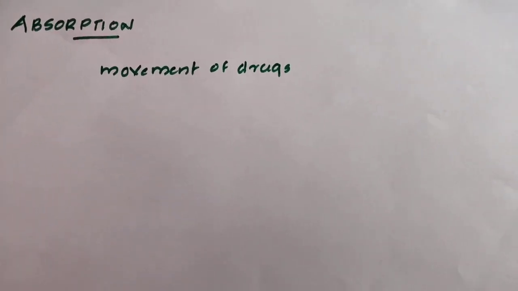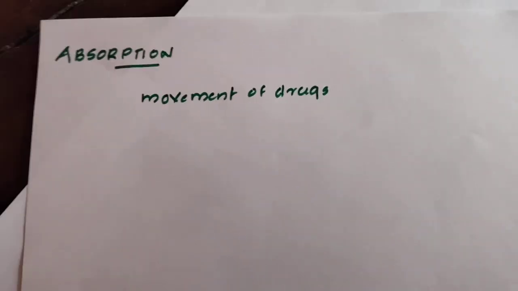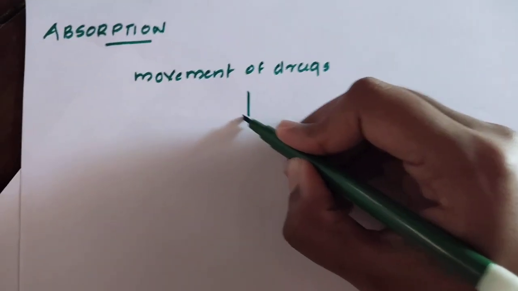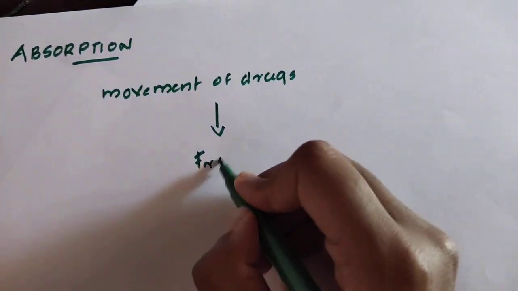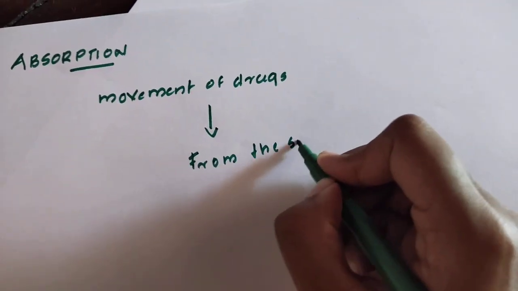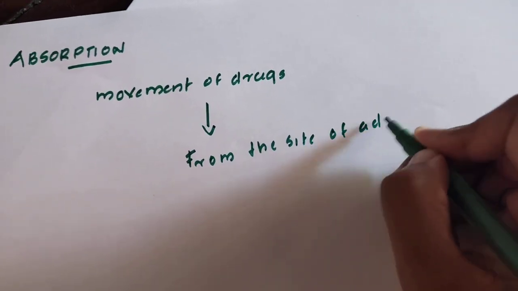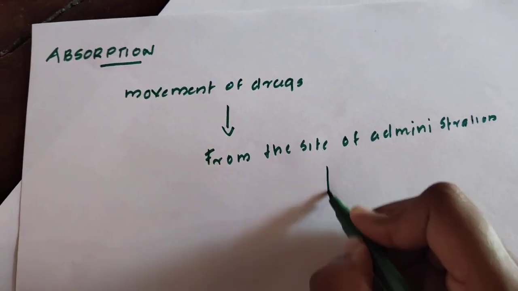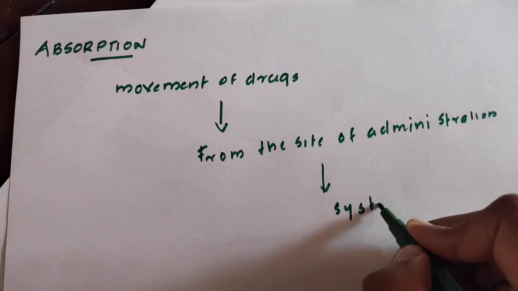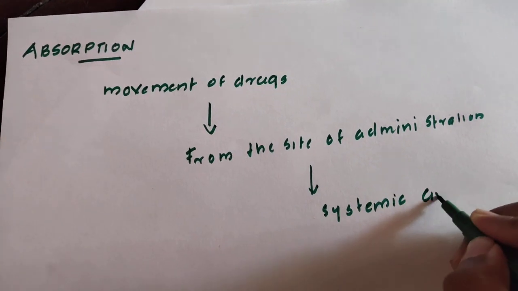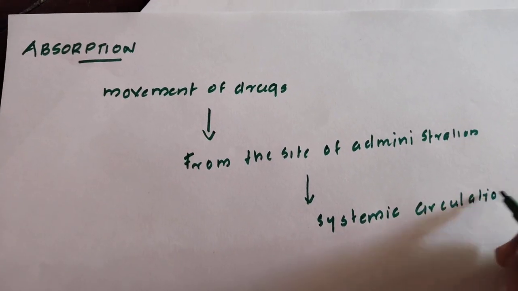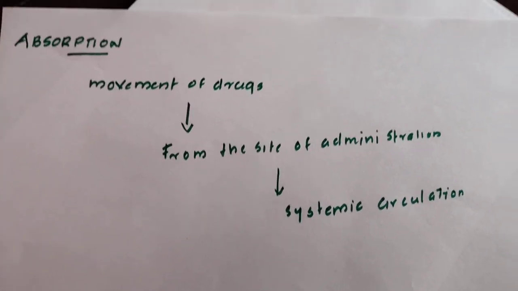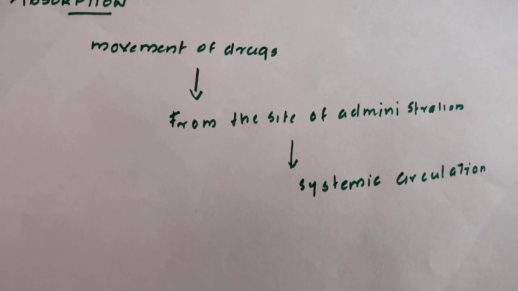Now we are moving to absorption. What is the definition of absorption? Absorption means the movement of drug from the site of administration to the systemic circulation. That is what absorption means. Imagine that you consume a tablet.